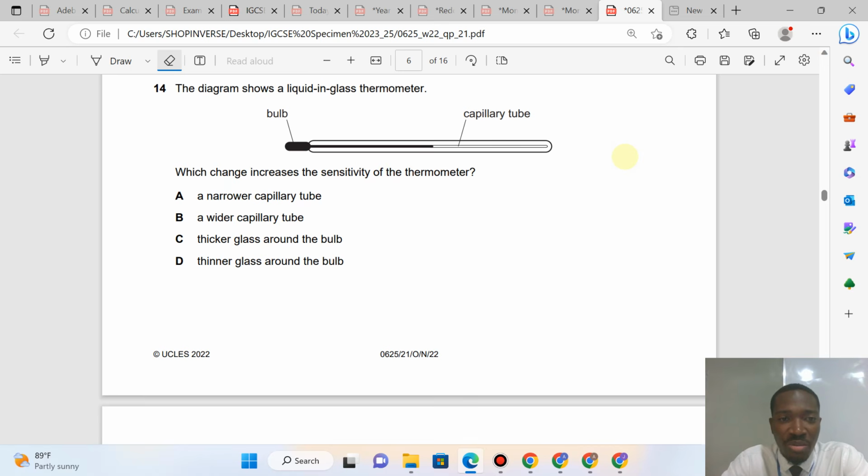Question 14. The diagram shows a liquid in glass thermometer. You have the bulb, you have the capillary tube. Which change increases the sensitivity of the thermometer?